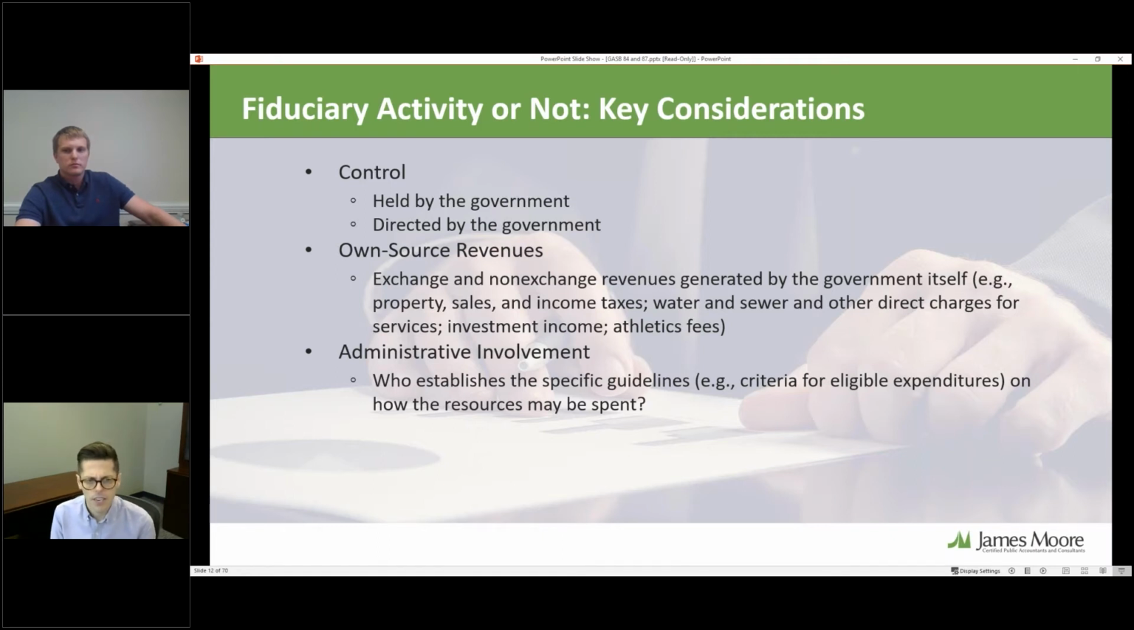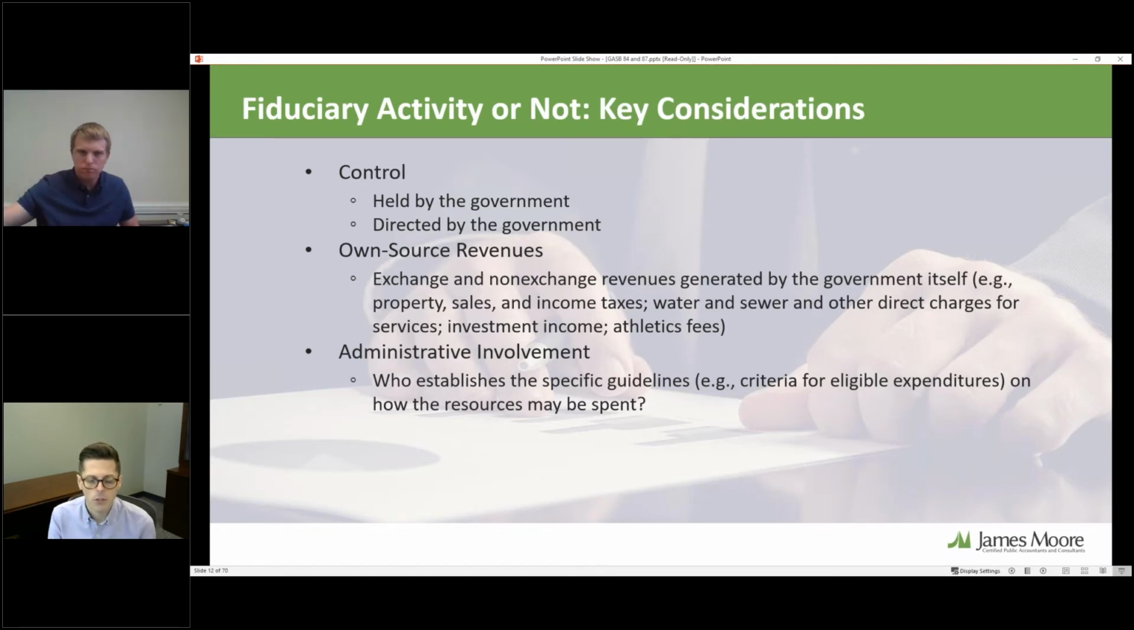Own source revenues, again, are exchange and non-exchange revenues generated by the government itself. So property, sales and income taxes, water and sewer revenues, investment income, athletic fees, like I mentioned already. I know when I worked for another institution at one point, we broke down the tuition bill into not just tuition, but also the various fees, a health services fee, a technology fee, et cetera. And so those would, again, be own source revenues.